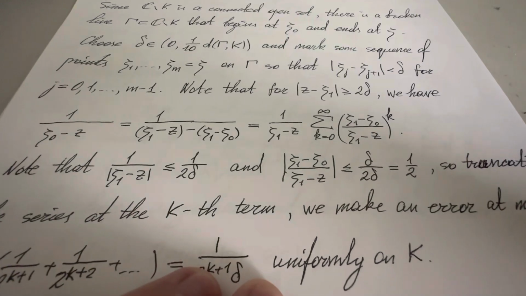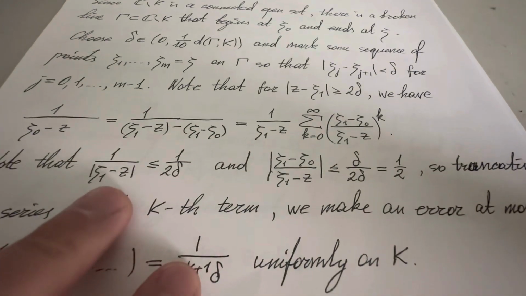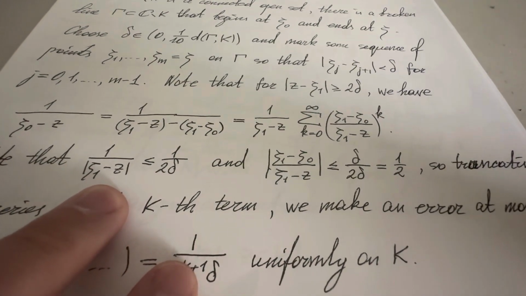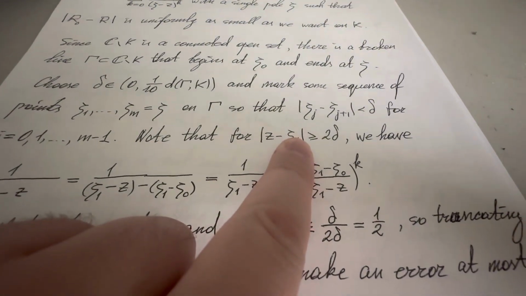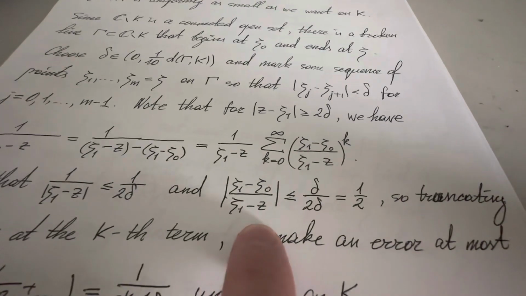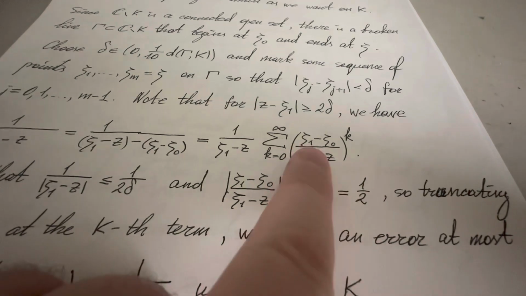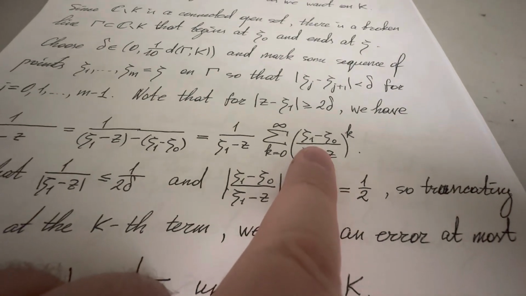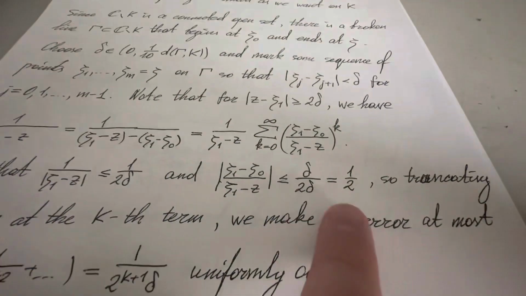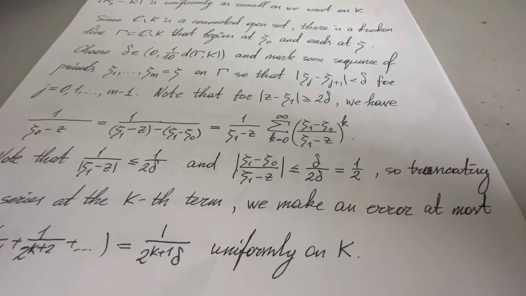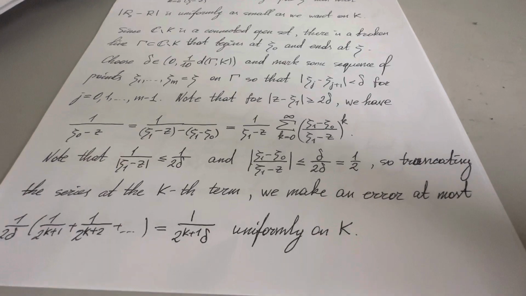And because the fraction, this fraction is at most 1/2 of 1 over delta, because of this relation here. And we know the fraction that's inside is at most 1/2 because the top is delta, given here, and the bottom is at least 2 delta here. We get 1/2 here. So the geometric series converges.